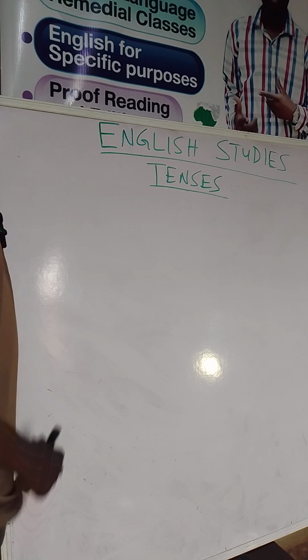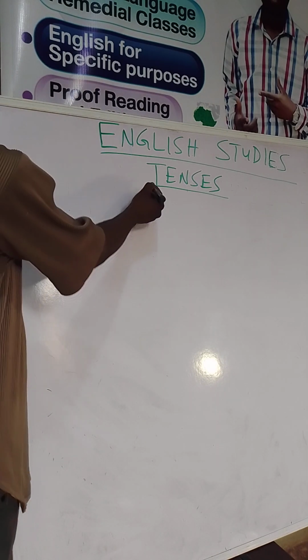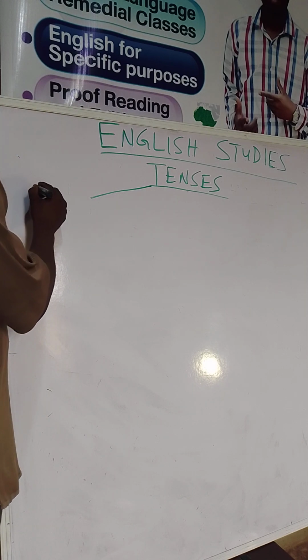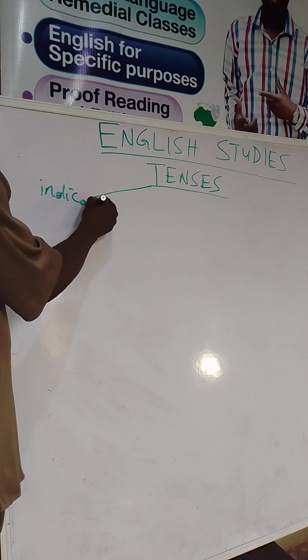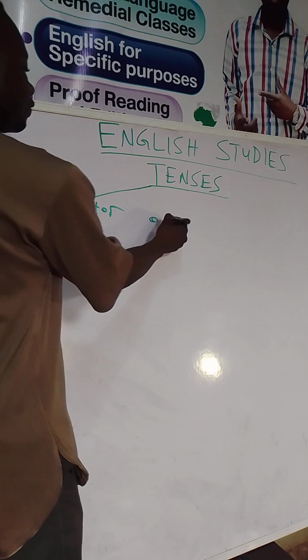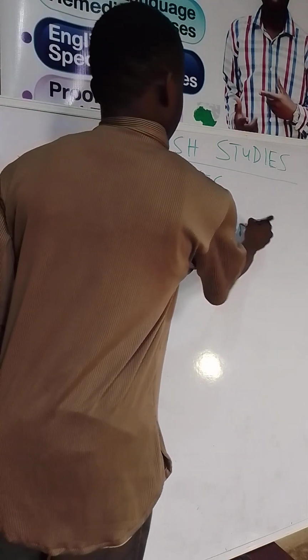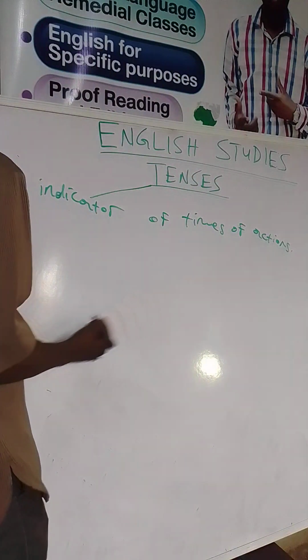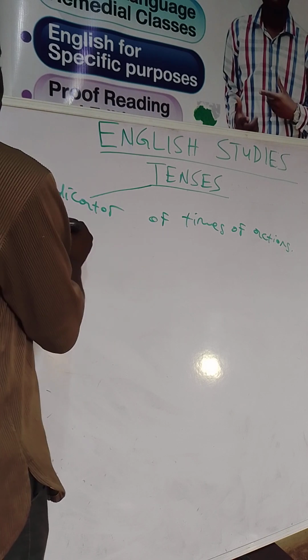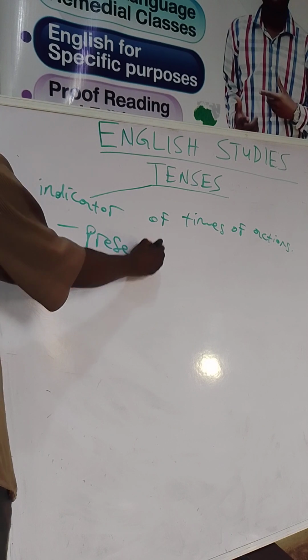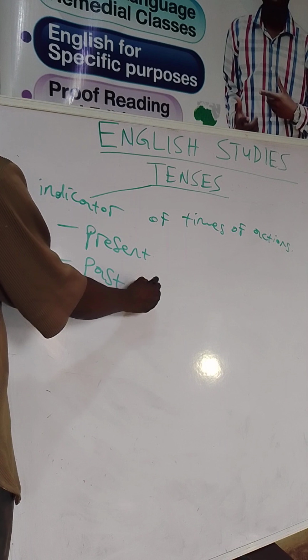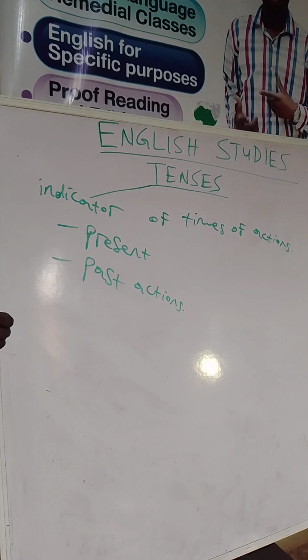So tonight, this evening, we'll be dealing with tenses. In English language, tense is an indicator of the time of action. On a very broad note, or in the strict sense, it can indicate the present or the past actions in English language. That's why we always have the present tense and the past tense, and every other form of tense in English language springs from these two strict divisions of tenses.